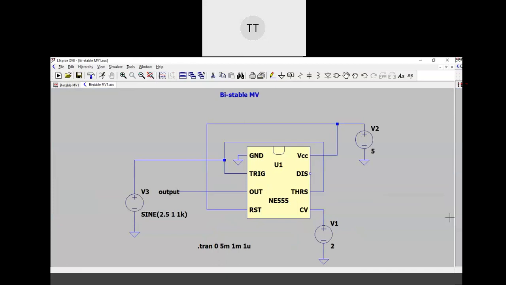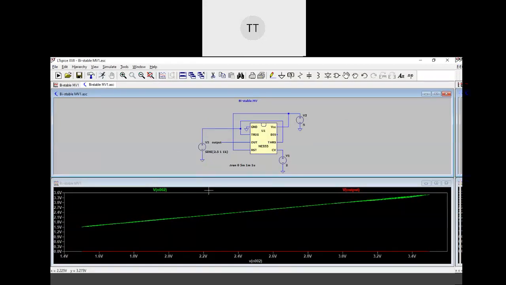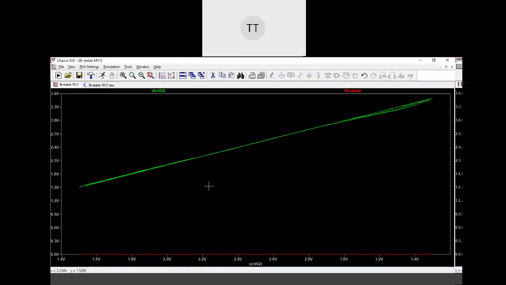So the circuit will be the same. The output will be the same. Let us see what the output is. The output is not the same. Output is 0. See the red line? Is the red line down?